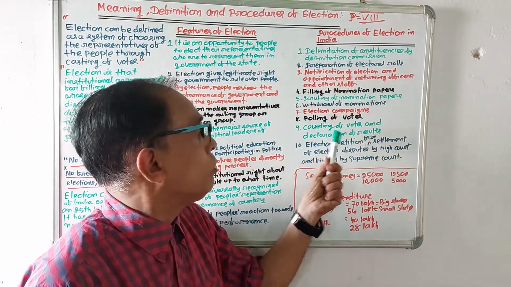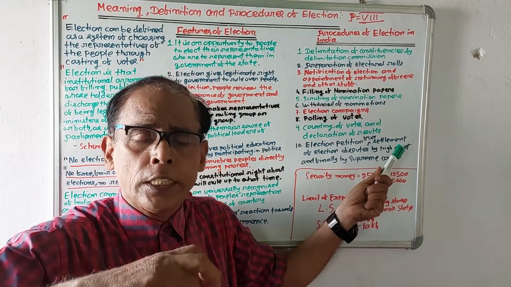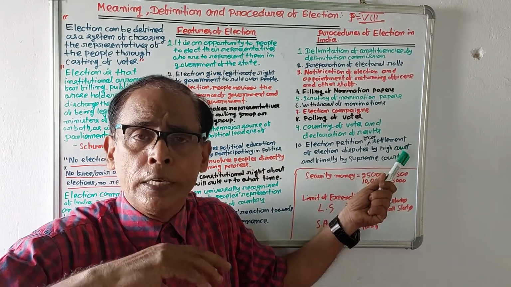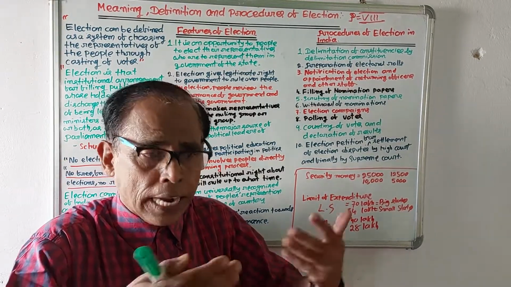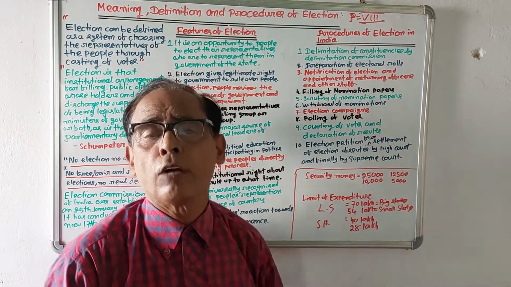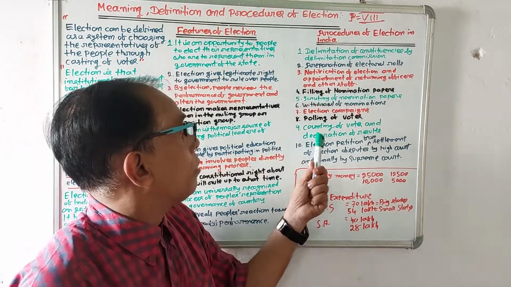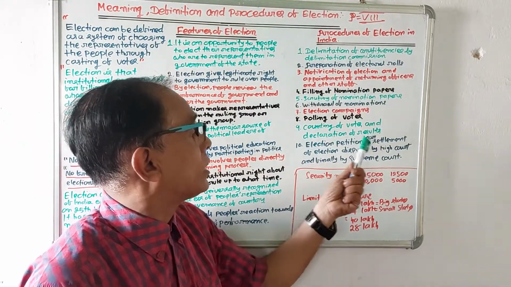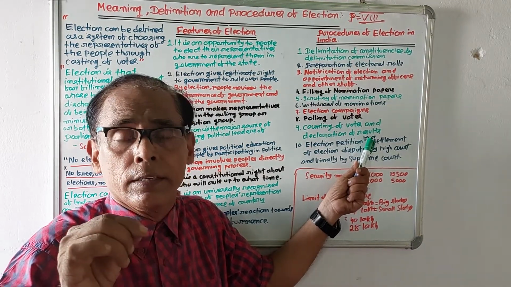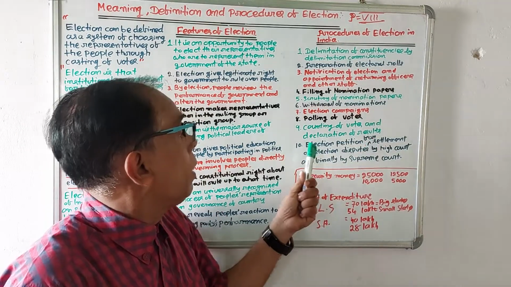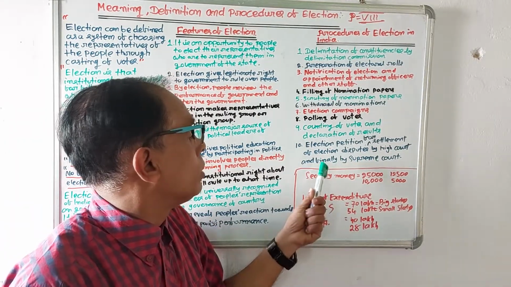Then number 9, counting of votes. After the election is over, the ballot boxes or EVM machines will be taken to the returning officers, and the returning officers and his staff will start counting votes. When they start counting votes, the representatives of candidates will be present there. Then counting of votes and declaration of results. The returning officers will declare the result and communicate it to the Election Commission. Finally, election petition for settlement of election disputes by High Court and finally by Supreme Court.